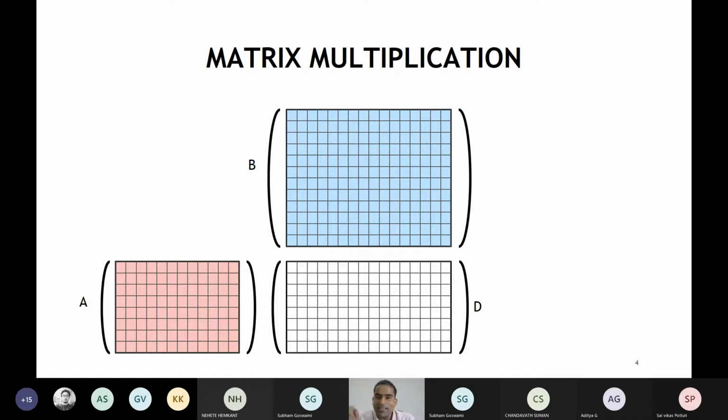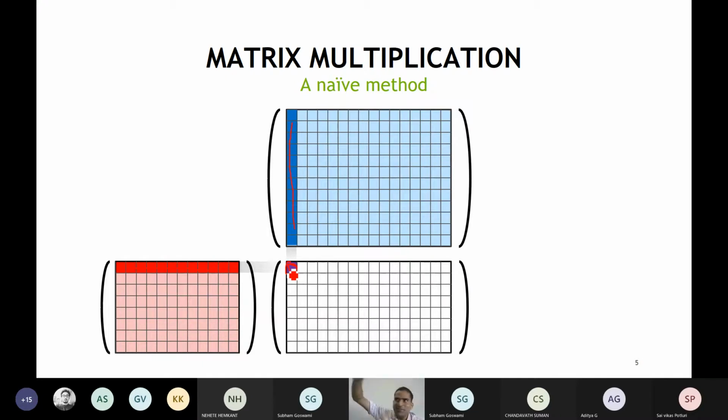Now matrix multiplication becomes very, very easy to visualize. How? Because one row of A and one column of B are generating one element of D. Before, if you don't see it this way, it becomes very confusing. Why are we multiplying one row with a column and that is generating one element? But if you see it like this, you throw one line from here, you throw one line from here, they intersect at one point. That point is the element that you are generating.